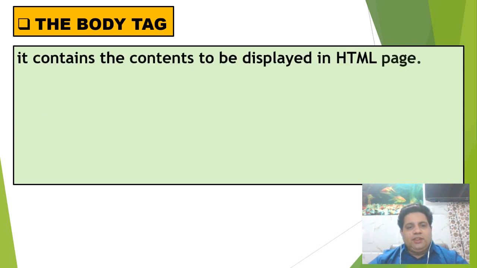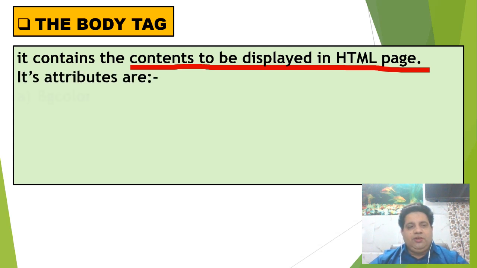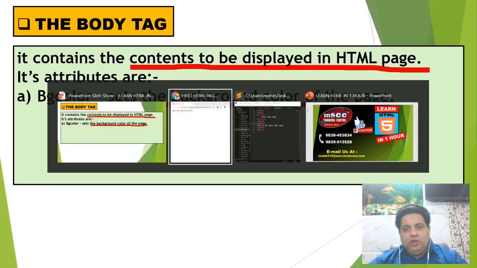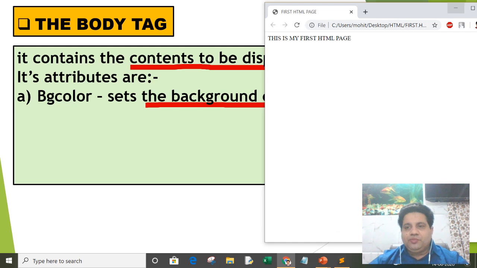Okay, so let's start with the body tag. The body tag contains the contents to be displayed in the HTML page. Whatever you want to display in your web page, you will write it within the body tag. Its attributes are BG color, which sets the background color of the page. I will also explain the example here.